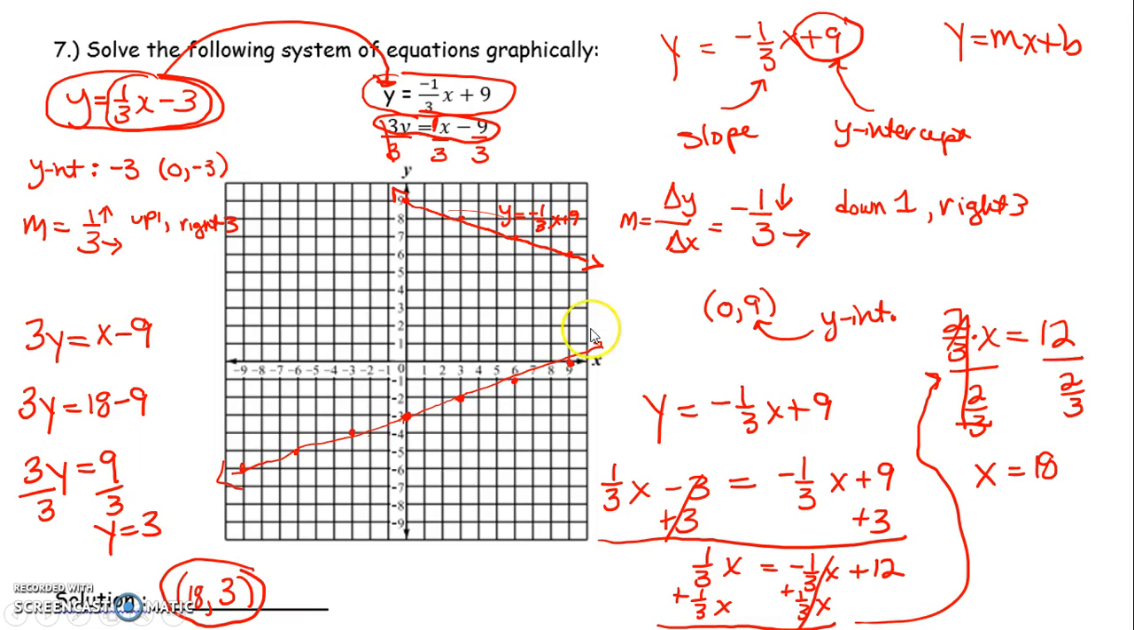They will totally cross. They're just going to cross over here at 18, 3. So if I was at 9 and I went up 1, right 3, 9, 10, 11, 12. Okay, and then up 1 more, right 3, 12, and that will get me to 15. Up 1 more, right 3, that will get me to 18. 18, comma 3 seems like a reasonable spot where these cross. All right, that's interesting. All right, let's move on.